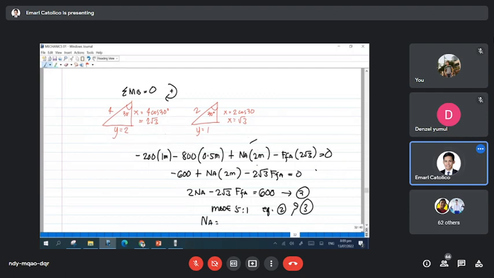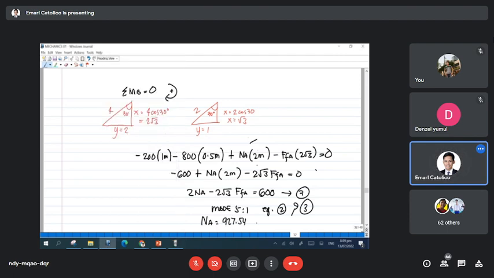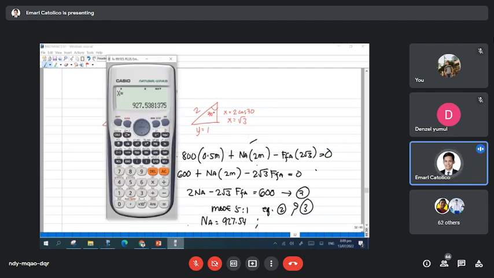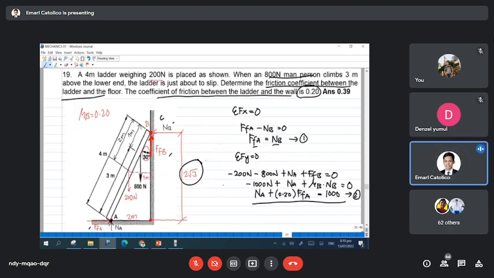Okay. So solve for the value of NA, we have 927.54, and also we have frictional force at A, which is 362.31. So unit mo dito is Newton. Pero hindi yan sa problem is determine the coefficient of friction between the ladder and the floor. Ladder and the floor, ito siya, no? Point A. So mu A ang hinahanap.